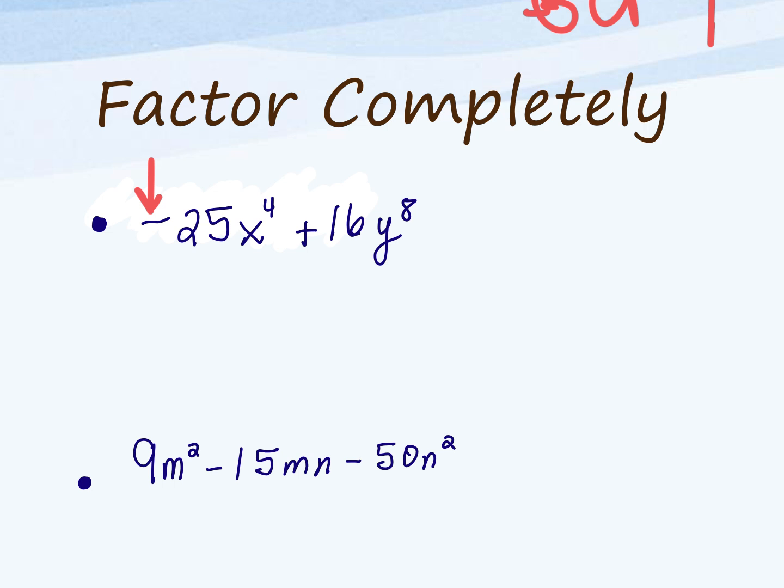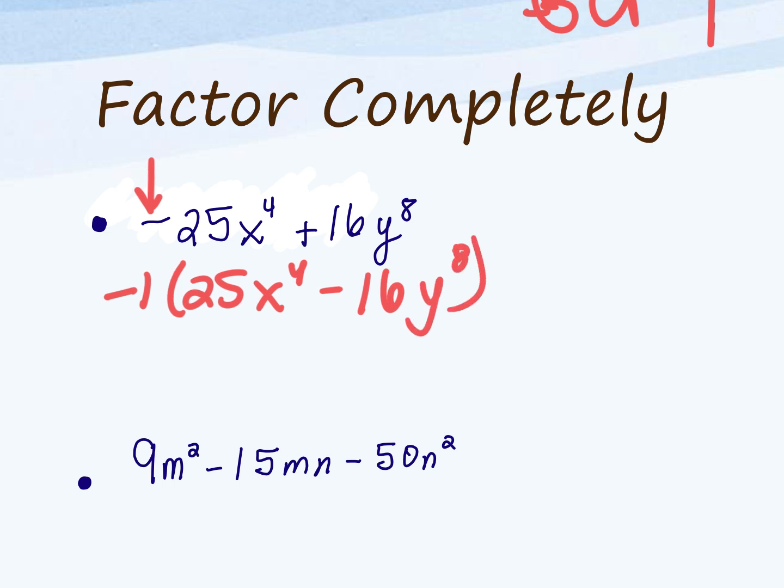If you lead with a negative, you have to take it out because right now, this is not the difference of perfect squares. Difference means there's a minus sign in between the 2 terms. Take out the negative 1. Once you take out the negative 1, you have 25x to the 4th minus 16y to the 8th. Now, some of you are going to say, I could just go negative 5x squared. I get that. I want you to get in the habit of taking the negative out first.